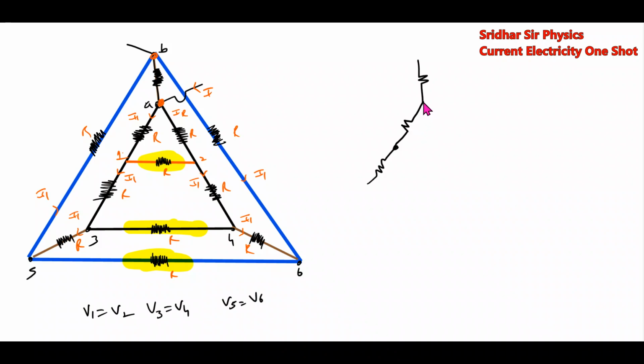This is the point A, B, 1, 3, 5. These are R, and R.